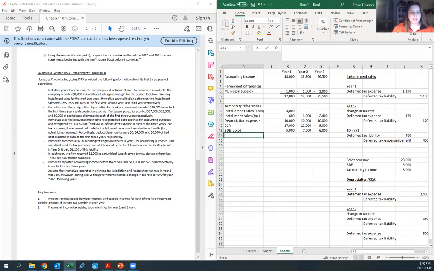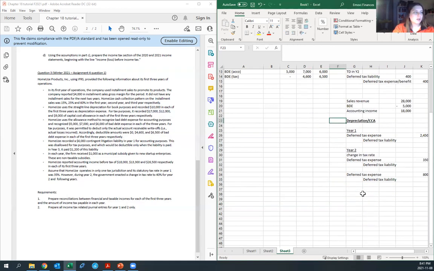Now you want to look at the bad debt expense under tax. What's actually going to go in your taxable income? For year one, the deductible amount was $0. Year two, $4,600. And year three, $6,500. So your transaction for year one.